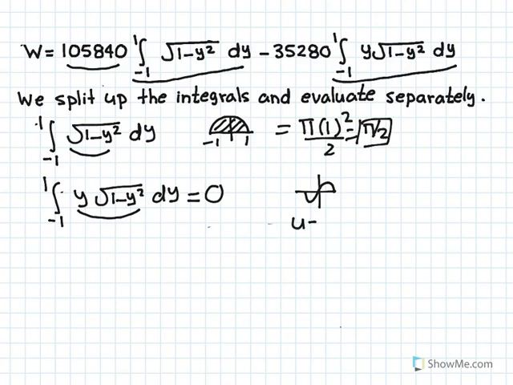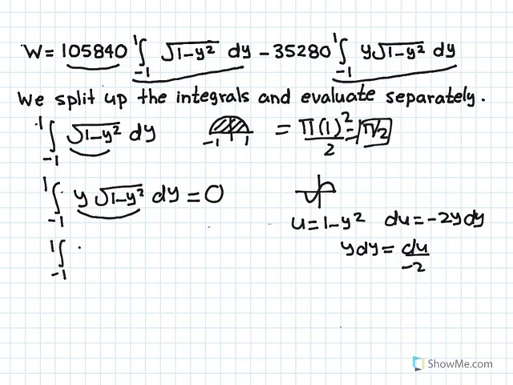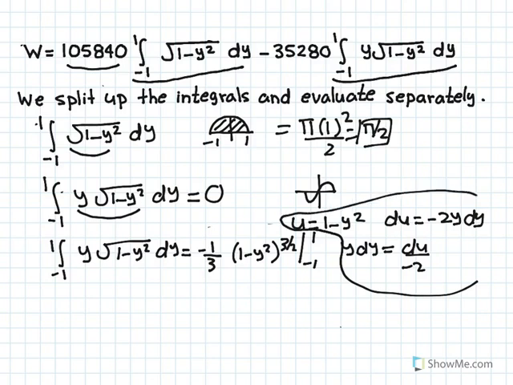We're going to let u be equal to 1 minus y squared. Differentiate both sides, we get du is equal to -2y dy. And if you solve for y dy, you will get du divided by -2. So applying u substitution, integral from -1 to 1, y root of 1 minus y squared dy will be equal to -1/3 times 1 minus y squared to the power of 3/2, evaluated from -1 to 1. Let me put this in a box to organize things.